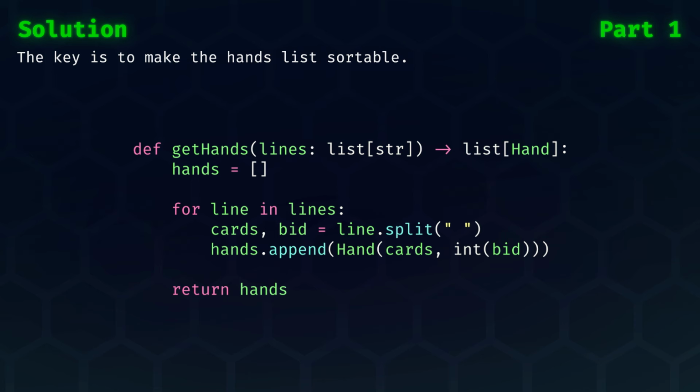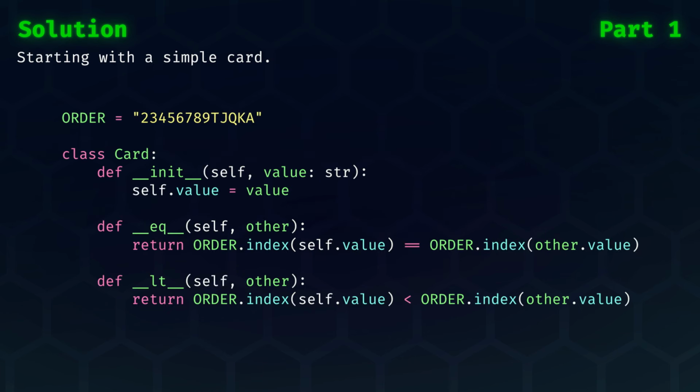To re-emphasize, the key is to make the hands list sortable. To do this, let's make a hand class, which shall hold the cards and the bid. Extracting the data per hand is pretty straightforward, as you can see. Before we look at the hand class, let's also make the card explicitly an object that's comparable. Is this necessary? Strictly speaking, no. But I think this fits nicely with today's solution.